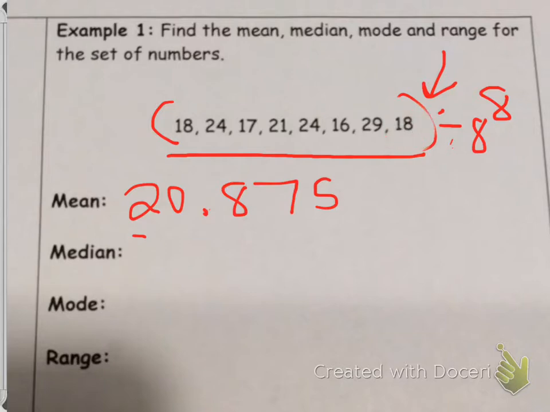Okay, so what we're going to do next is find the median. Does anybody remember what we're going to do to find the median? Middle. The median is the middle number. In order to find the middle number, we have to write them from least to greatest. So from least to greatest, what number is the lowest? 16. So we're going to start with 16, and then we're going to write 17, 18. So 2 18s. Then 21.